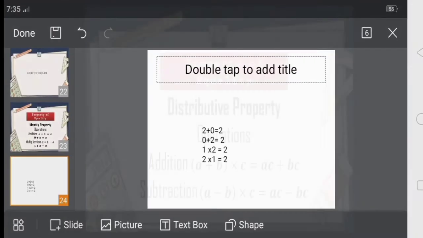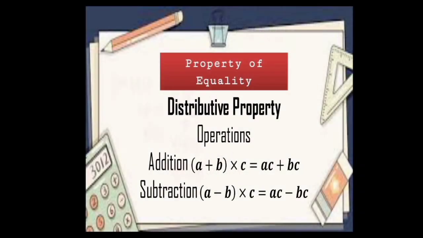That's it. That is our distributive property. Our distributive property has two operations, which are addition and subtraction. In addition, we have this operation: A plus B times C equals AC plus BC. And in subtraction, we have A minus B times C, so we have AC minus BC, in particular order.